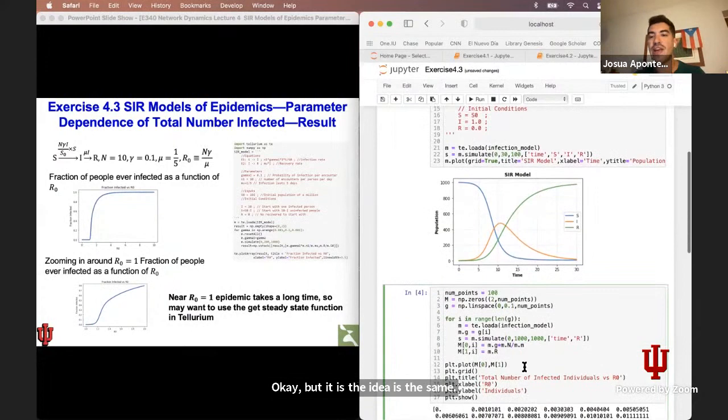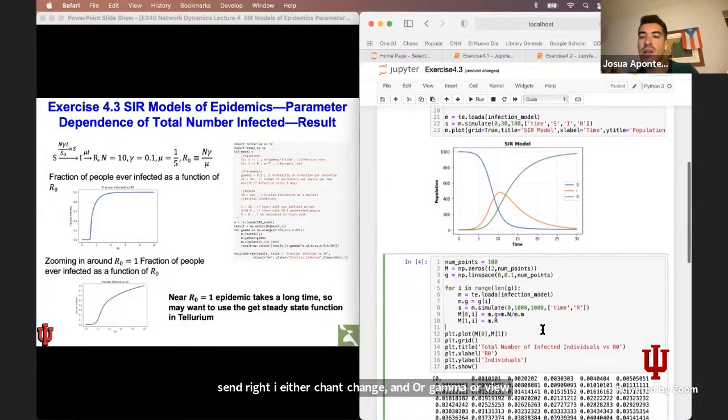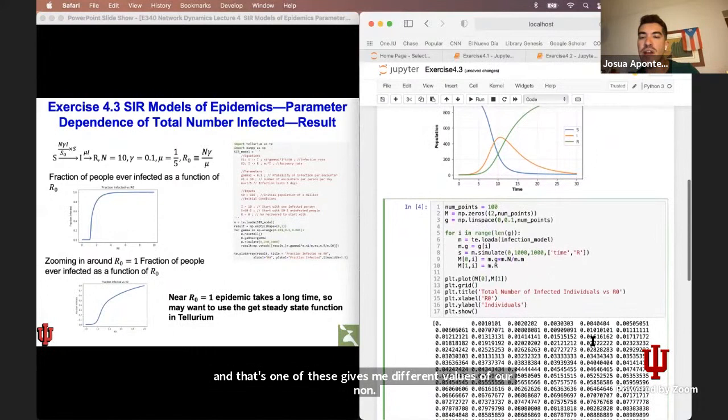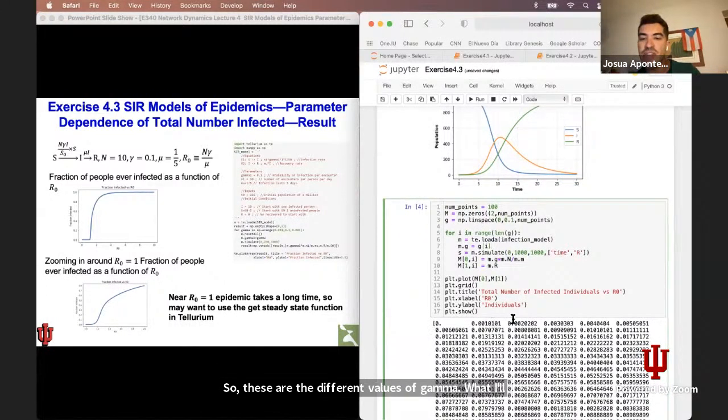Yeah, I'm changing gamma, not mu, but the idea is the same, right? I either change n or gamma or mu, and that's going to give me different values of R naught. So these are the different values of gamma. For each of these values, I load my model, I assign that value to the parameter G, or gamma, in the model, and then I simulate the model.